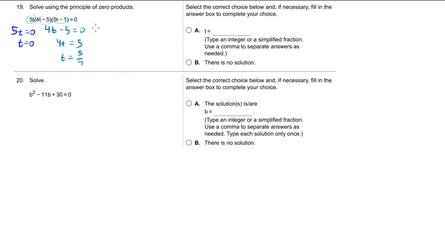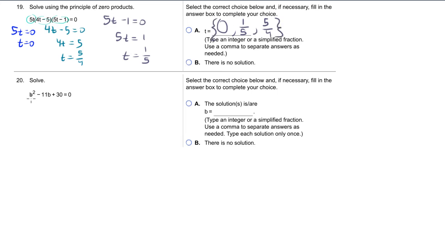And then lastly, we've got 5t minus 1 is equal to 0. 5t is equal to 1. t is equal to 1 divided by 5. So t is equal to 0, 1/5, and 5/4 in ascending order.